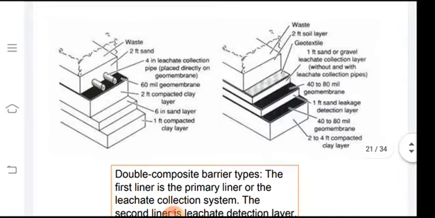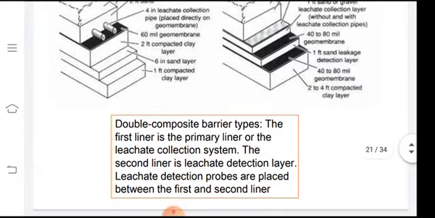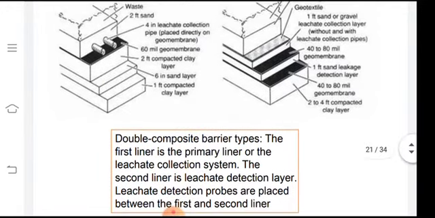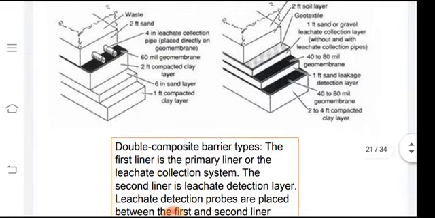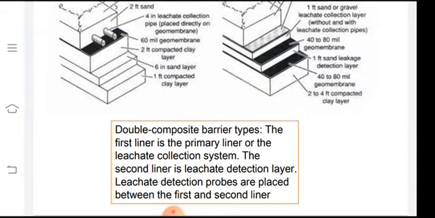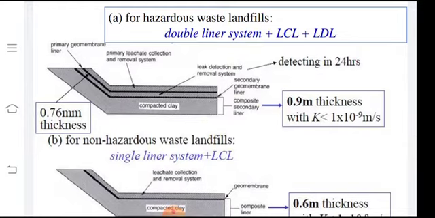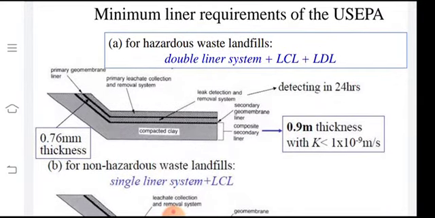Similarly, we have a double composite barrier type, and again we can observe the fixation of pipes in it for the collection of the leachate. You can see that there is a leachate detection layer as well, which is just above the compaction layer. We can see it in the next slide as well. So this is the minimum liner requirements for the US EPA.